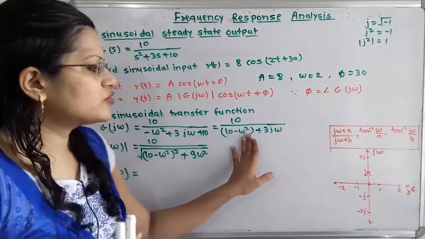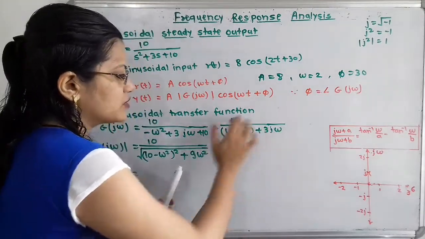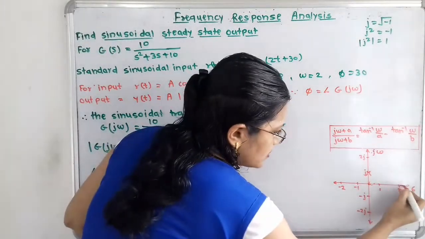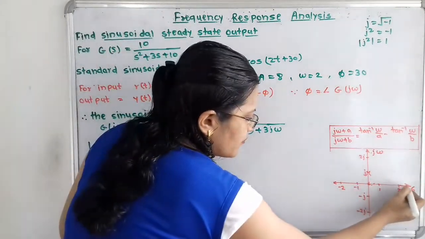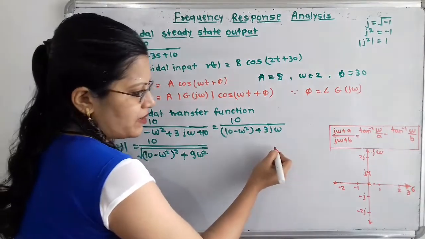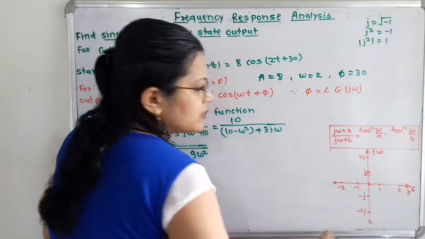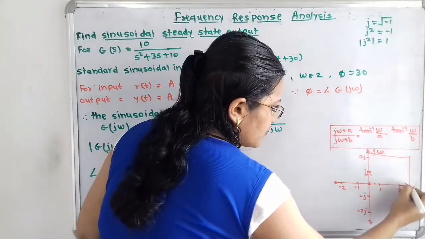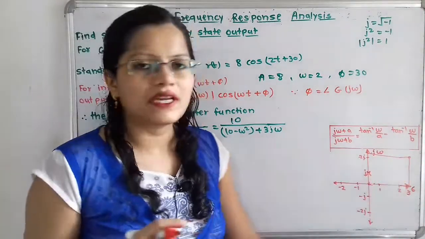So here 10 minus omega square is a real number, so we have to refer to this transfer function. So I will put here 10 minus omega square, so the point will be somewhere here. Then on the imaginary line 3j omega, that is after 2j here will be 3j. Now I will take the point of intersection, which we will get somewhere here. Now we have to measure the angle.